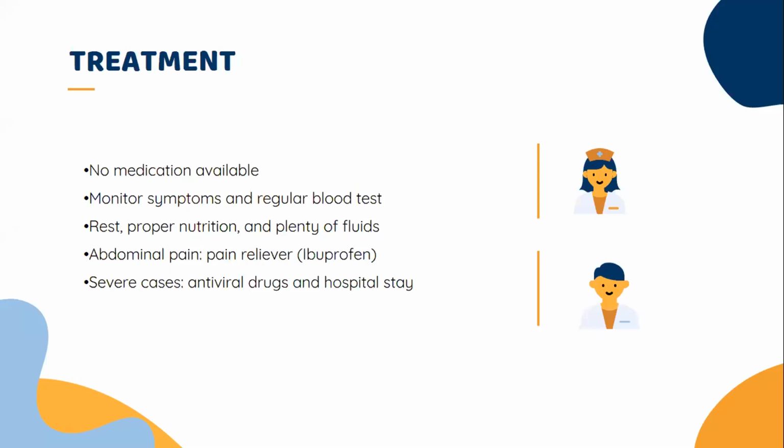So for treatment and management, acute hepatitis B infection does not usually need specific treatment. So there are no medications available specifically for it, but it may require treatment to relieve the symptoms. So usually doctors recommend monitoring the patient's symptoms and getting regular blood tests to determine whether the virus is still in the body. And they also recommend to allow the body to rest, have proper nutrition, and drink plenty of fluids to help the body fight the infection.